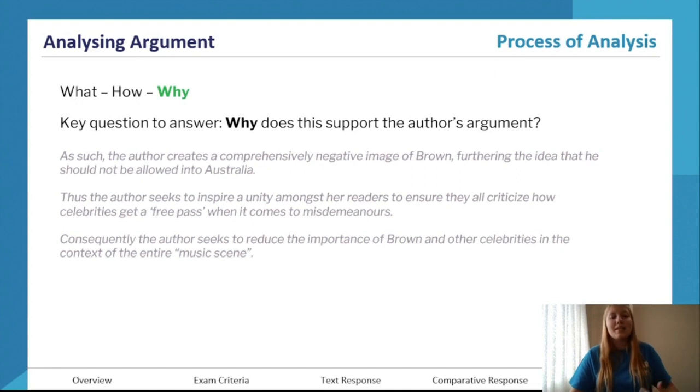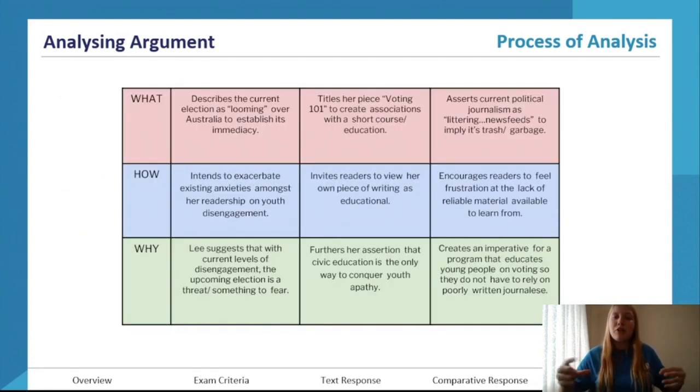For example, as such, the author creates a comprehensively negative image of Brown, furthering the idea that he should not be allowed into Australia. Or thus, the author seeks to inspire a unity amongst her readers to ensure they all criticize how celebrities get a free pass when it comes to misdemeanors. Or, consequently, the author seeks to reduce the importance of Brown and other celebrities in the context of the entire music scene. Really easy, probably a bit easier to understand if you're looking at the full table where you can see the links between all of them. So if you're trying to study this and adopt this, I recommend you look at this table or even try to replicate it for your own analysis.